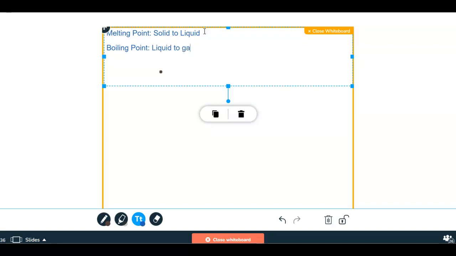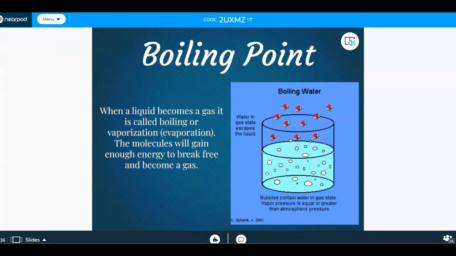Liquid to gas. Evaporation. Everybody good on boiling point? It's on your screen. It's on the anchor chart. Hopefully it's in your notes. Everybody good? All right.